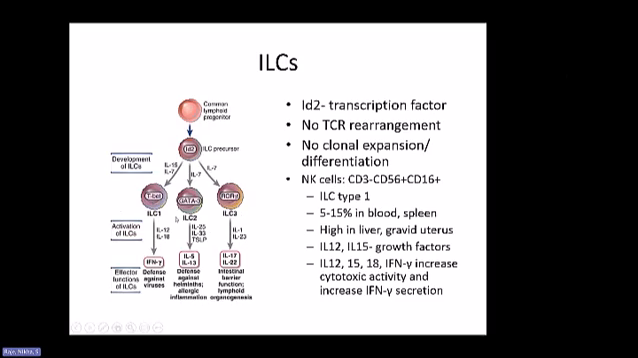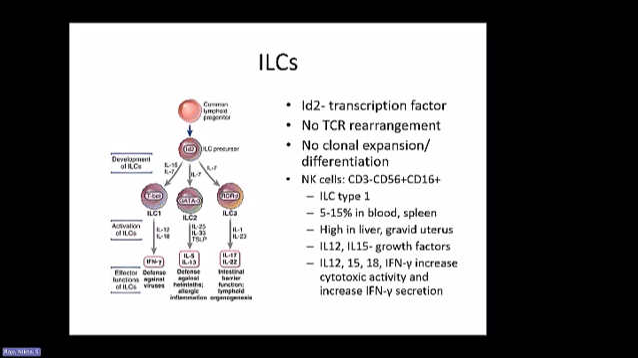ILC1 is a type of ILC that also has the name NK cells. NK cells are negative for the CD3 marker, right? But they have CD56 and CD16. When we talk about NKT cells, all three markers would be positive. These are pure NK cells, which are ILCs. They make 5 to 15% of lymphocytes in blood and spleen. They are also present in liver, gravid uterus. IL-12 and IL-15 are needed for growth of the NK cells. IL-12, 15, 18, and interferon gamma increase the cytotoxic activity and increase interferon gamma secretion from NK cells.